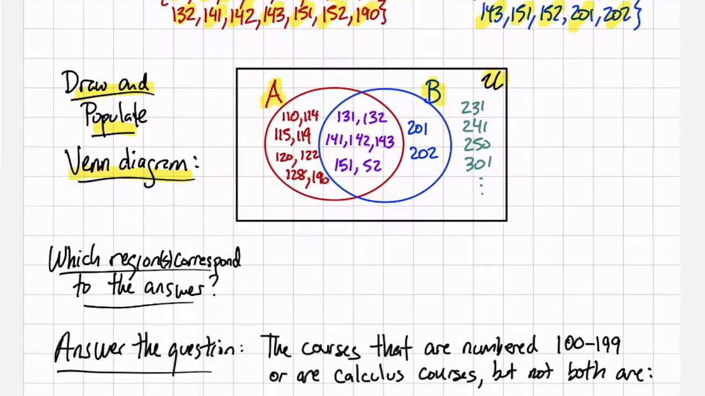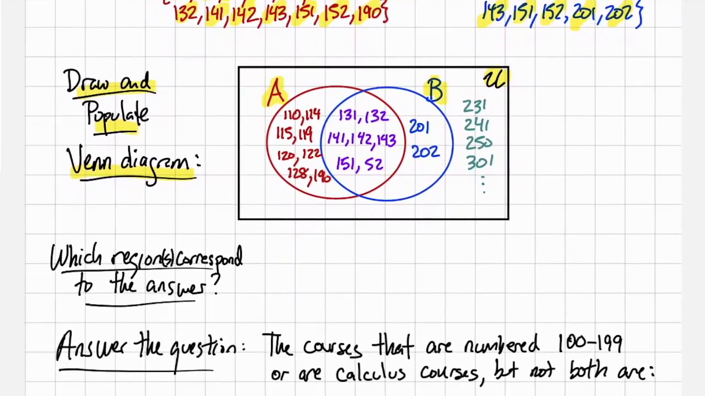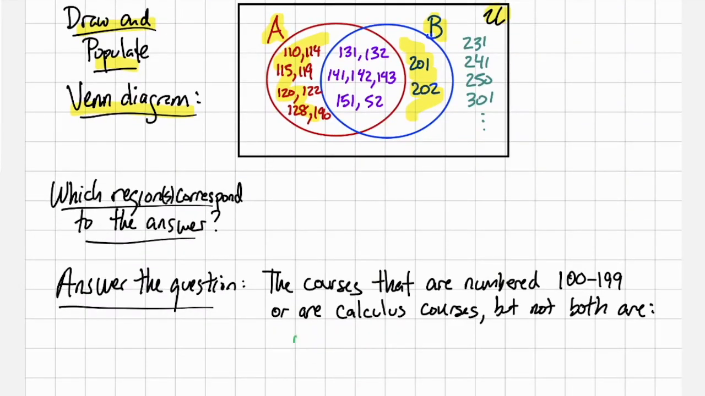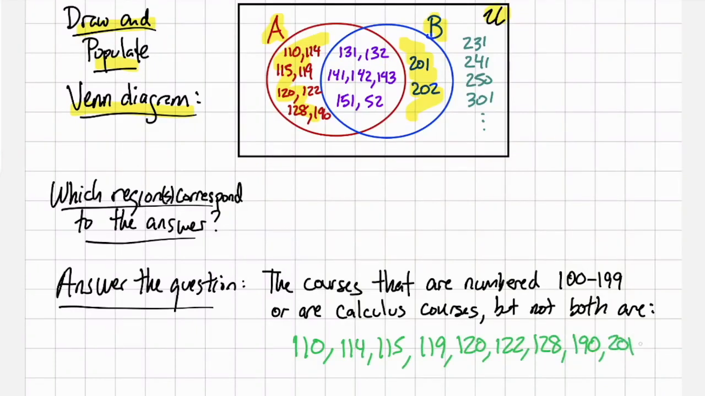And now let's investigate which regions correspond to the answer. The question is asking for courses that are in A but not in B, and in B but not in A. That's that exclusive or right there. And so to answer the question, the courses that are numbered 100 to 199 or are calculus courses but not both are 110, 114, 115, 119, 120, 122, 128, 190, 201, and 202. That's it for this video. See you again shortly.